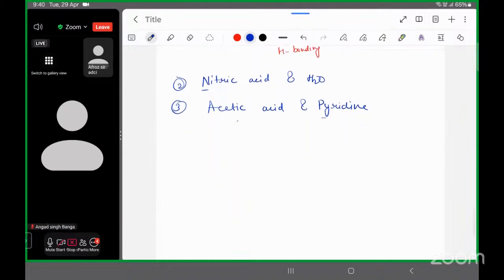Now, our next topic is colligative properties. This is also a very important topic. Colligative properties are generally of a non-volatile solute, the colligative properties of a non-electrolyte solution.